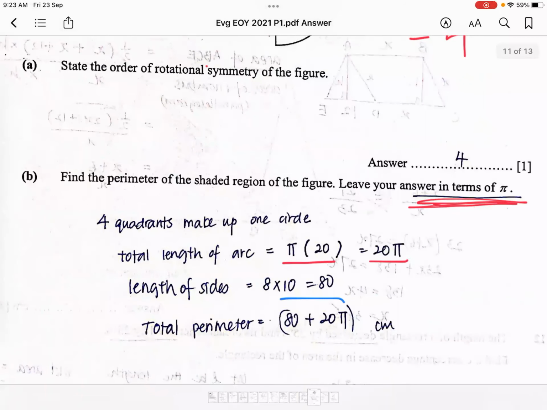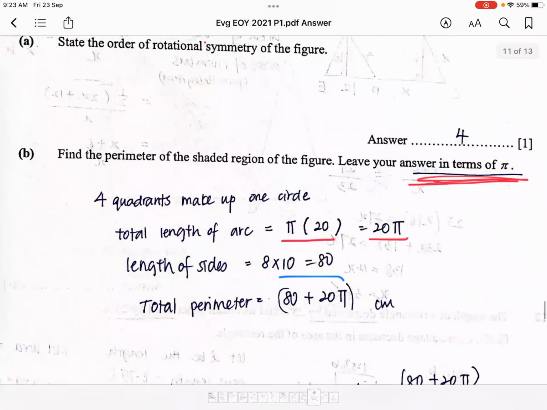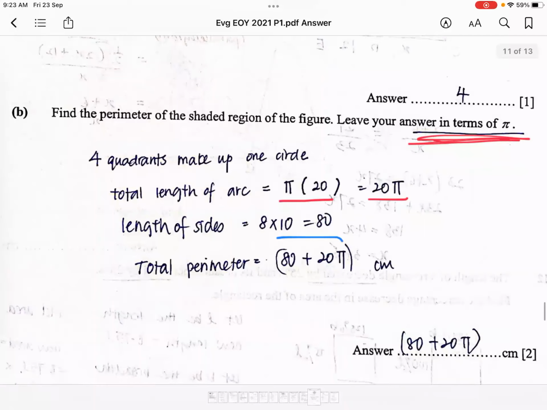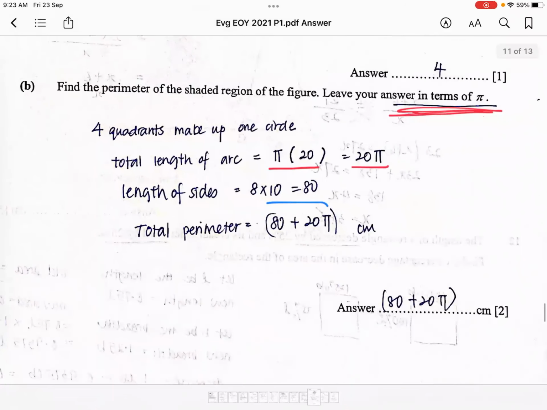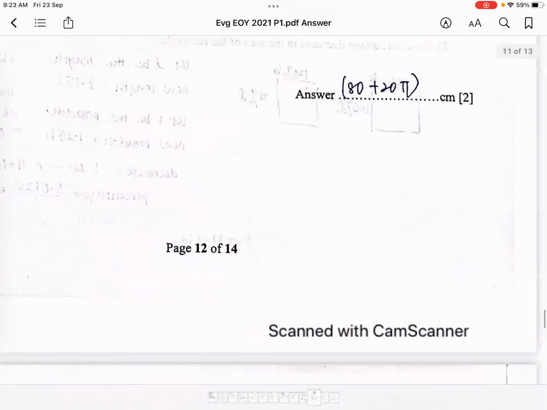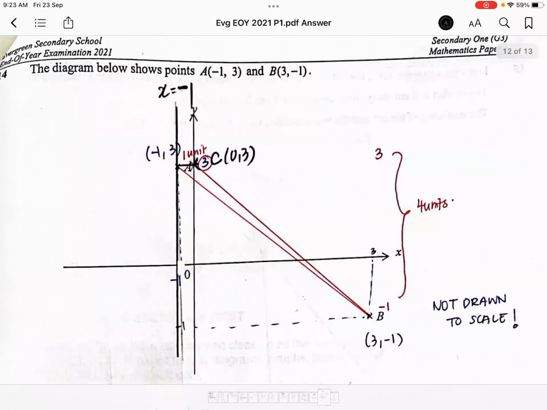Not the last page. Okay, can be done. Try. Next question. This question is a little bit difficult. Okay, let's check. There is a lot of information down here.